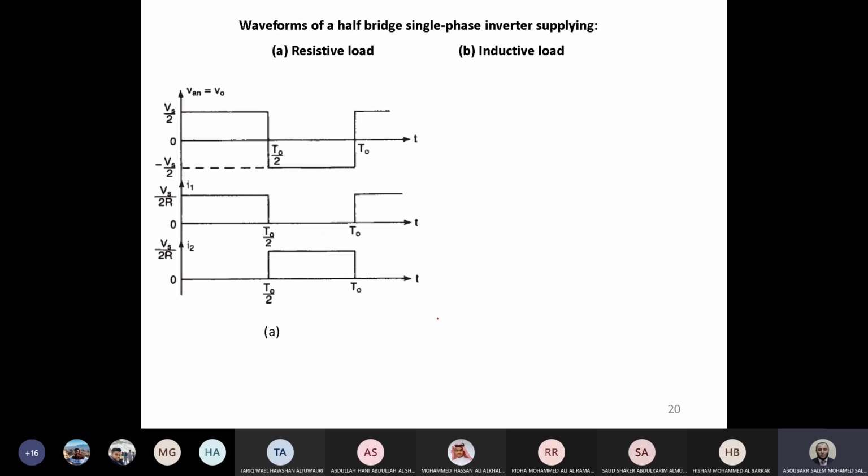So if we would like now to draw a waveform, you will find that this is our voltage. VAN equals V out, which is Vs over 2 in positive and minus Vs over 2 in negative. Now, because this is positive and negative, it's an AC supply. However, it's not sinusoidal. We need to have a sinusoidal wave instead of a square wave like that. How we can do that, we will discuss, inshallah.